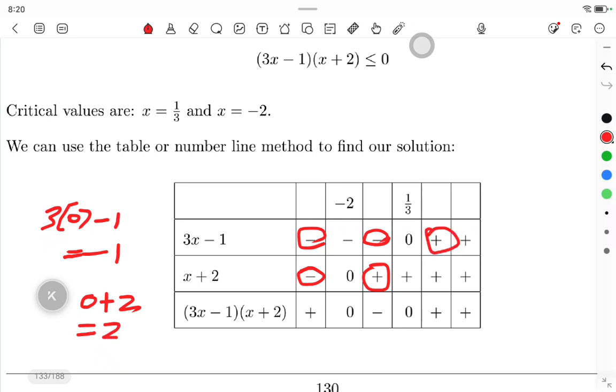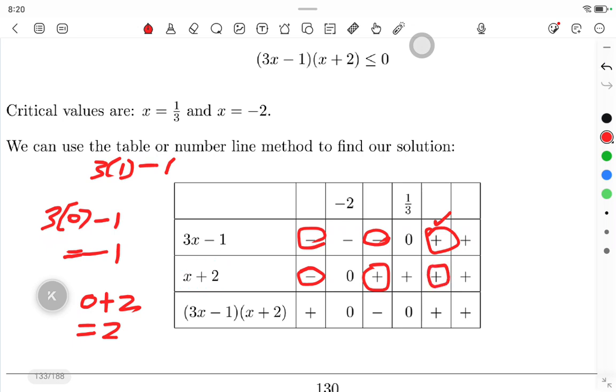Then I come here. Let's check the ones which are greater than 1 over 3. 2 is greater than that, and 1 is also greater than 1 over 3, so we can choose 1. If I plug a 1 here, I'm going to get a positive. That's how we have a positive there. Also, if I plug a 1 here, I'm going to get a positive number. That's how we have a positive here.